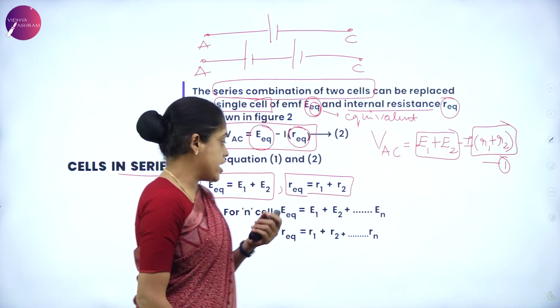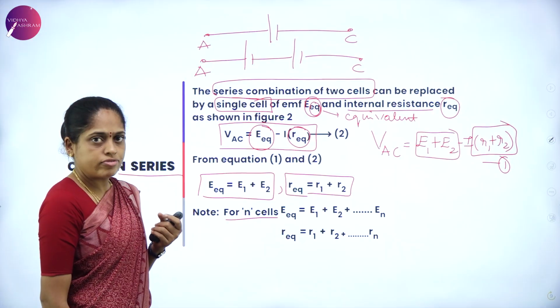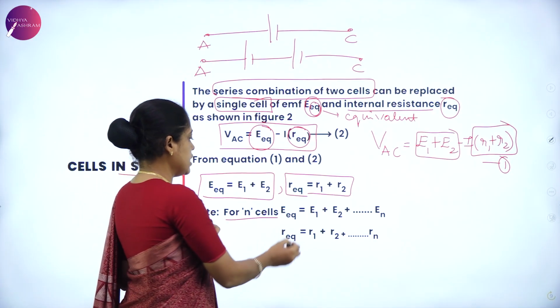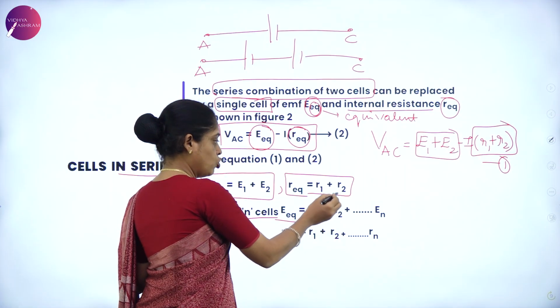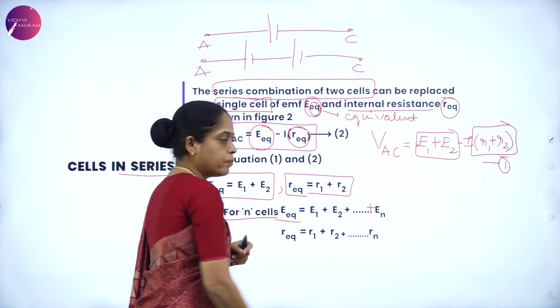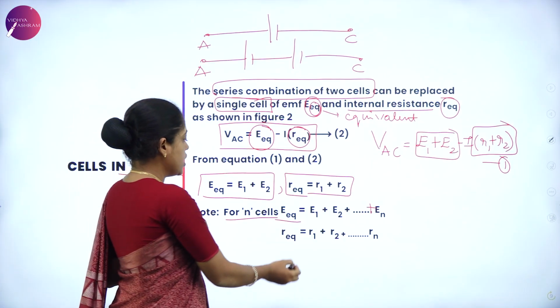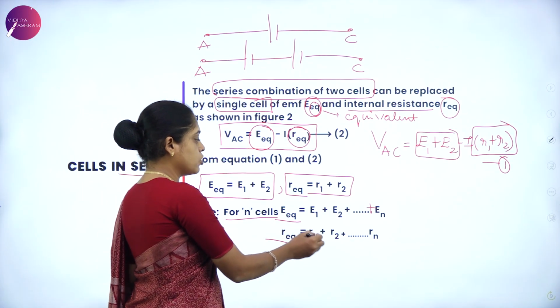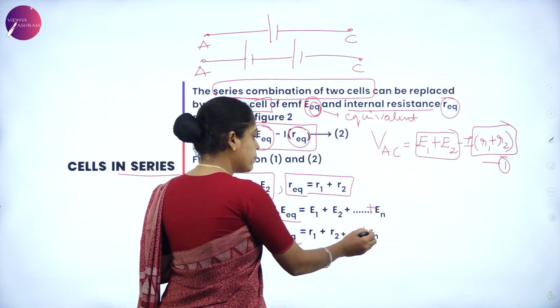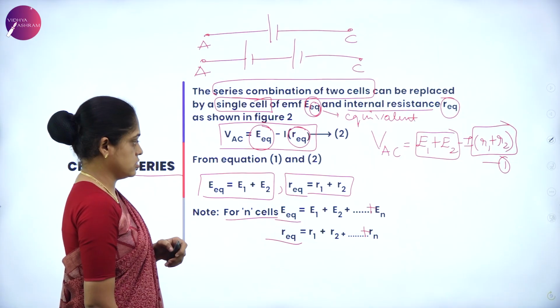If I have n number of cells in series, then E equivalent is given by E1 plus E2 plus so on up to the nth cell's EMF. In the same way, the equivalent internal resistance is given by R1 plus R2 plus so on up to the nth cell's internal resistance.